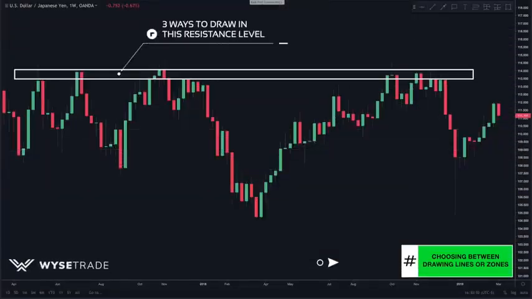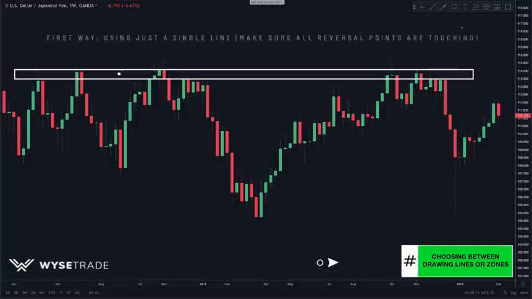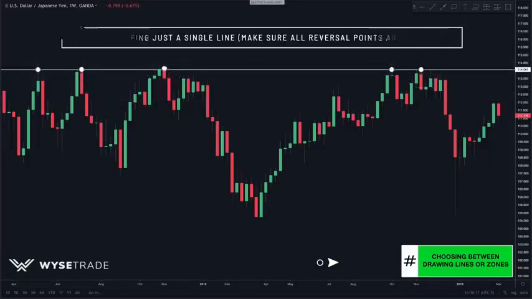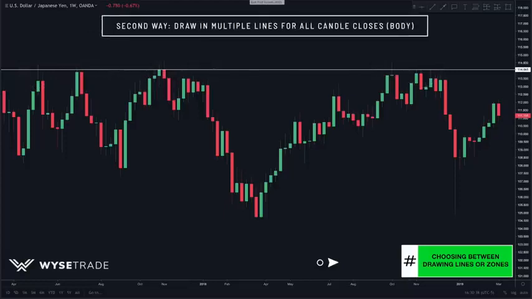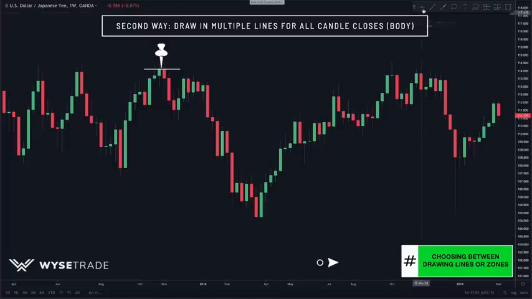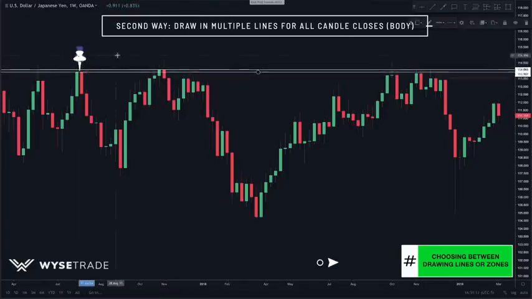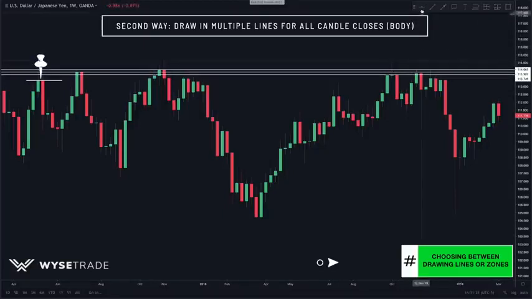So there are 3 ways to draw in your lines for this top level here. So the first way would be to draw in a single solid line, which works well when you can get all the reversal points touching the line. The second way would be to draw in multiple lines to accommodate for all the candle closes. So you have this candle close here, 1 line. Candle close, another line. Candle close, another line. Candle close, another line.